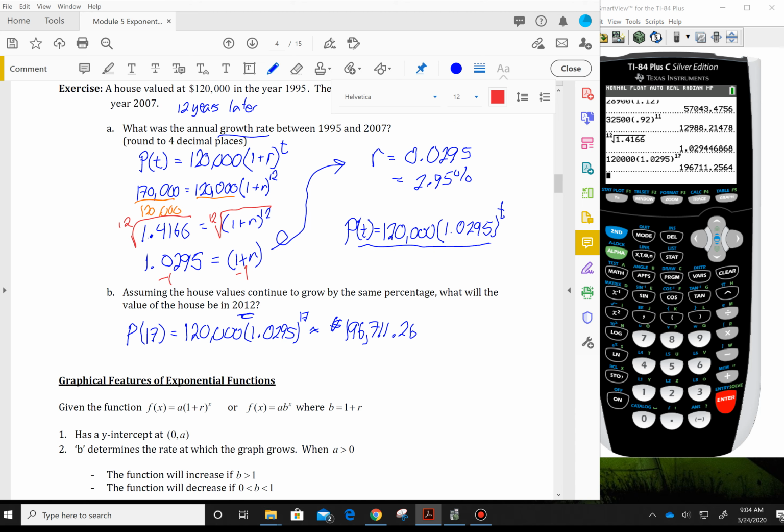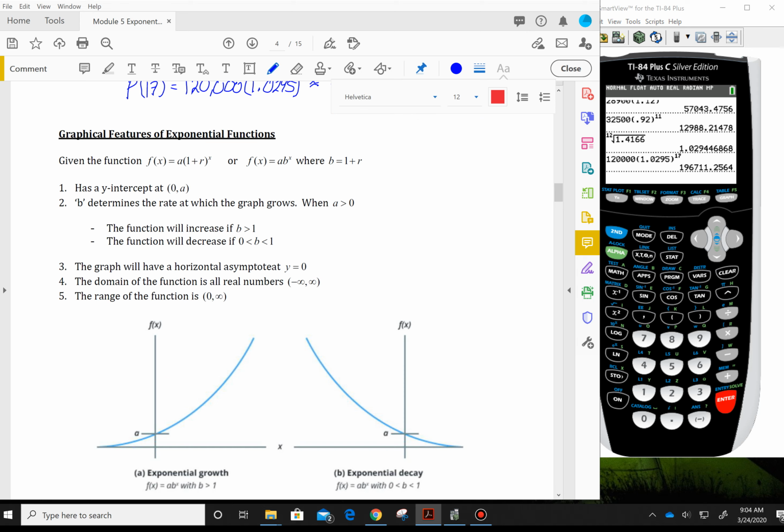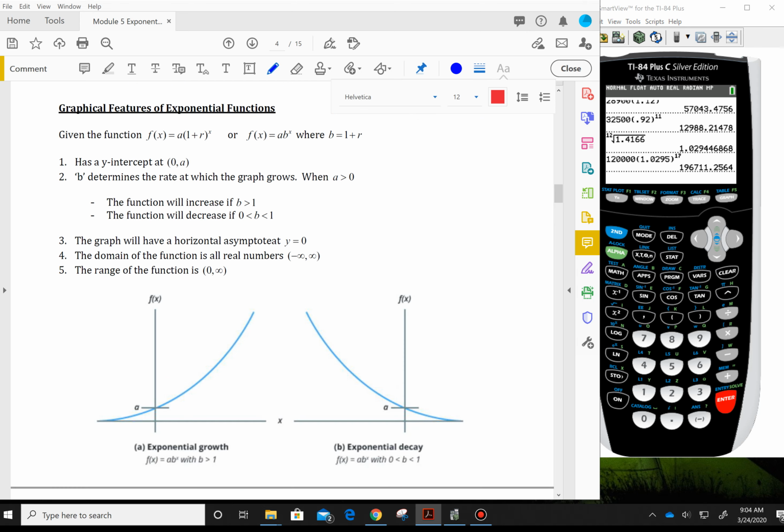Let's move forward and look at a different aspect or a different property of these exponential functions. Let's consider the graphs. Given the function f of x is equal to a times 1 plus r to the x, or if we want to simplify this, a b to the x, where the b is the 1 plus r, we'll notice that our curve always has an intercept at (0, a), the coefficient, the starting value.